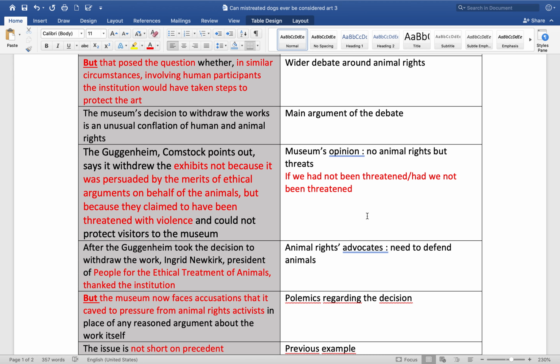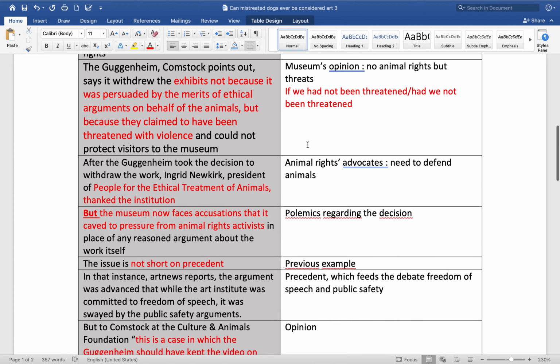Okay, so the museum is very clear. They were totally unconcerned by those animal rights. They simply removed them due to threats. Now, we obviously are given as readers the position of the people at the other end of the spectrum. So animal rights advocates said that we need to defend animals. That's why they thanked the institution. So, opposition of views here.